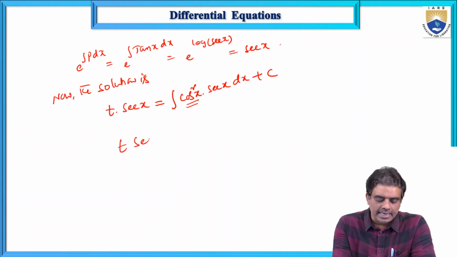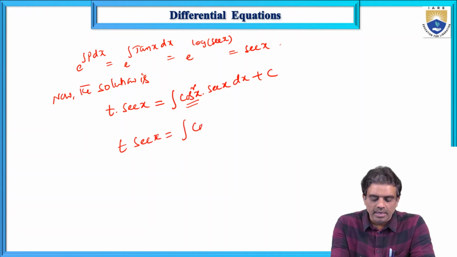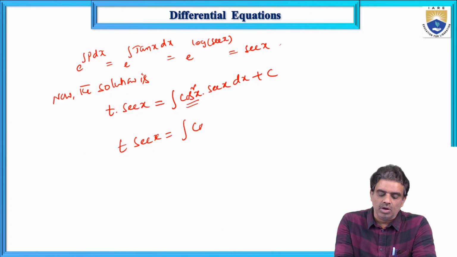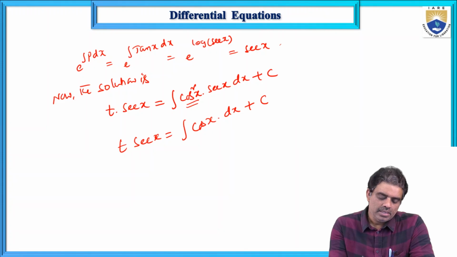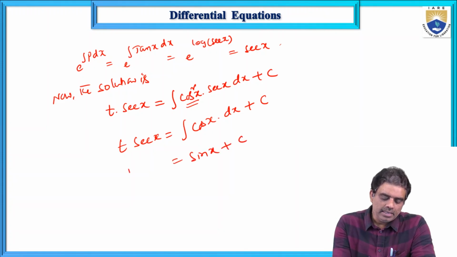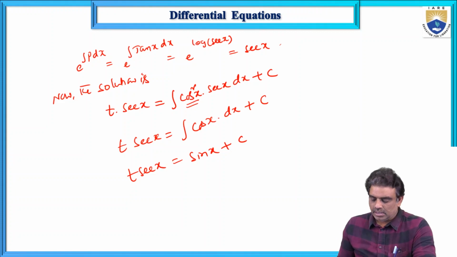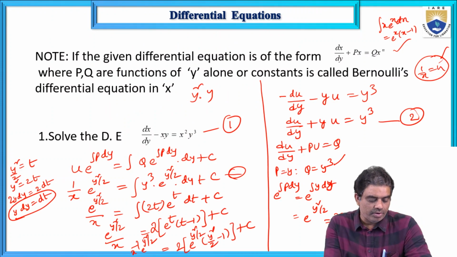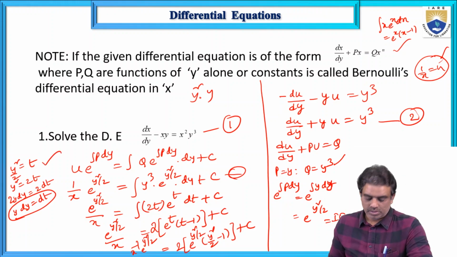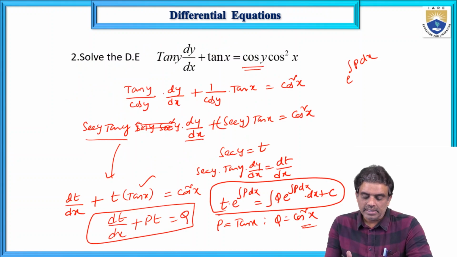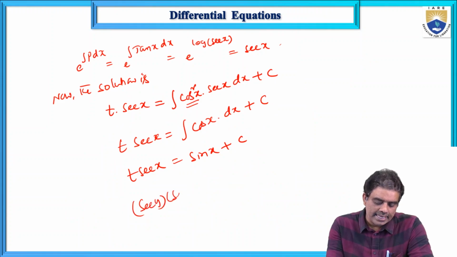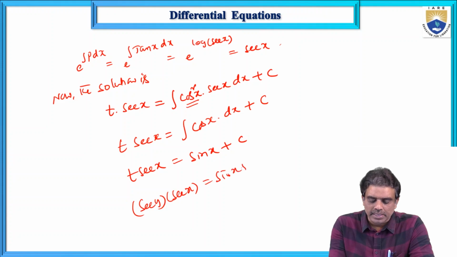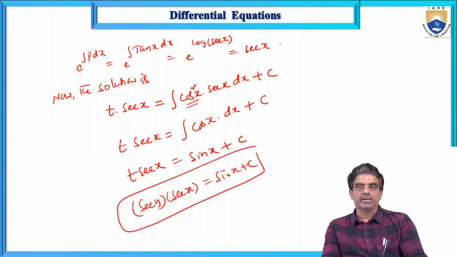So t secant x is equal to integral cos square x into secant x, that is cos square x by cos x. That means we will get cos x only on the right side, integral cos x dx. Integral cos x is sin x plus c, and on the left hand side t of secant x. But what is t? T is assumed as secant y. So this is secant y of secant x is equal to sin x plus c. That is the required solution of the given equation.